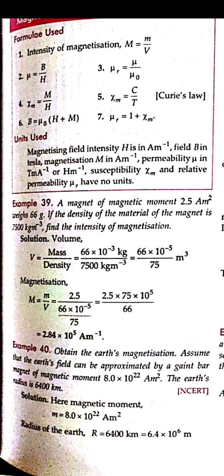Like, a magnet of magnetic moment 2.5 ampere meter square weighs 66 grams, that is, mass is also given here, and magnetic moment is also given, because it is NIA, that is number of turns, area and current. So for area it is meter square and for current it is ampere. And the density of the material is also given. Find the intensity of magnetization.